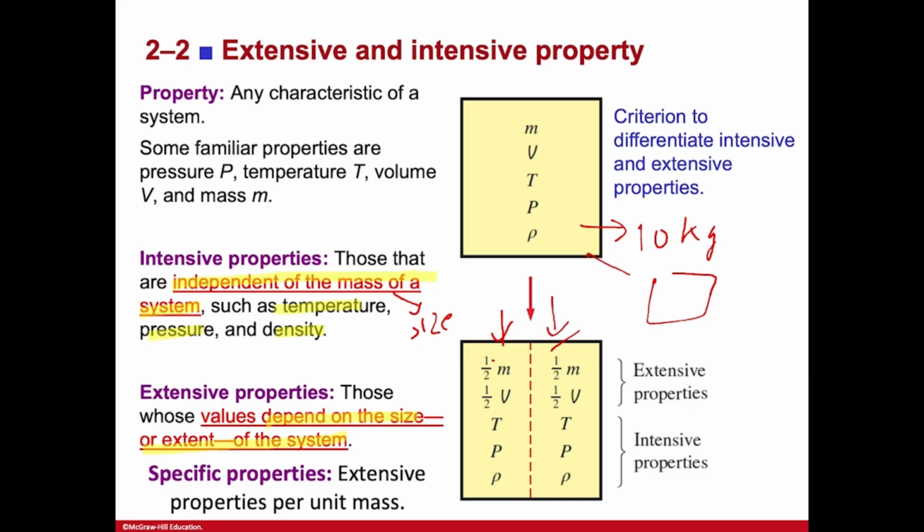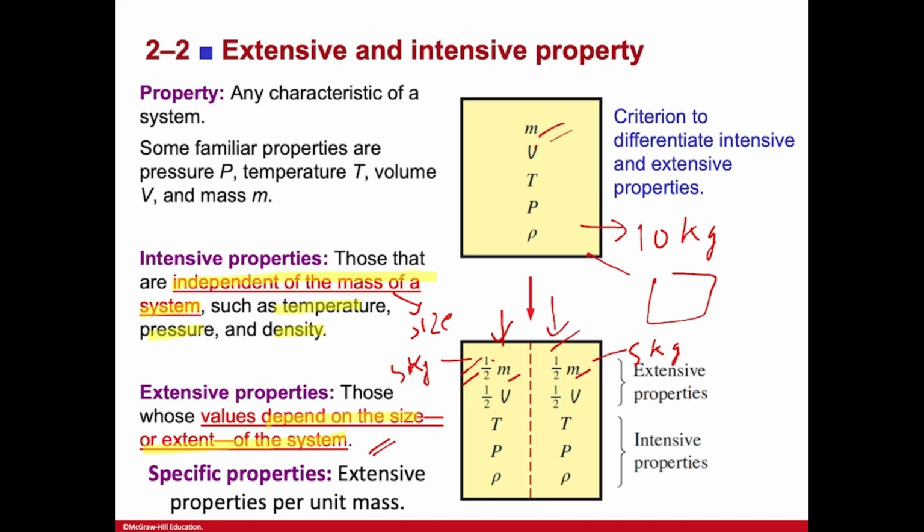If I divide it and split it into two parts, will the mass that I'm considering be the same or will it change? It is changing. The mass of this will no longer be 10. If I split it in half, you can say that this mass is going to be 5 kilograms, and this mass is going to be 5 kilograms, assuming uniform density. In that case, if that property is dependent on the size or the mass of the system, then it's an extensive property.